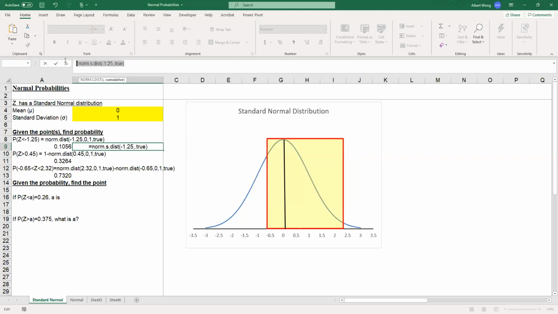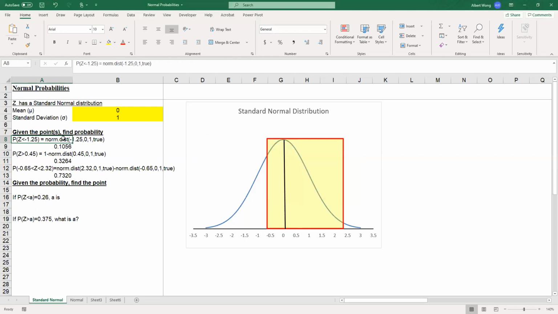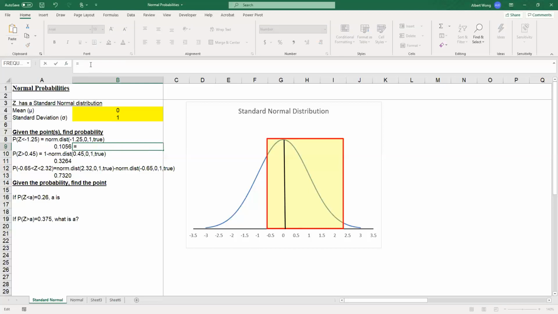The function that we're using here is applicable in all cases, okay? So again, let me just do it one more time when I can focus. So if you want to use a standard normal distribution function in Excel, it is norm.s.dist, right? And you want to put in the point negative 1.25 in this case, comma, and it's either TRUE or FALSE.